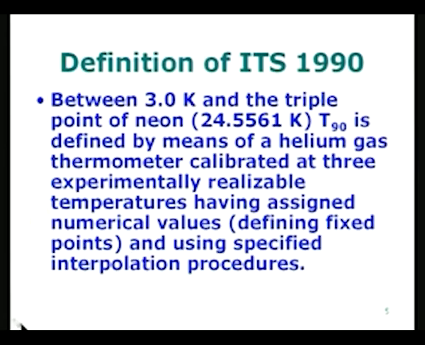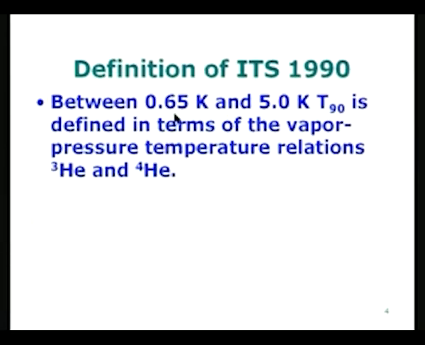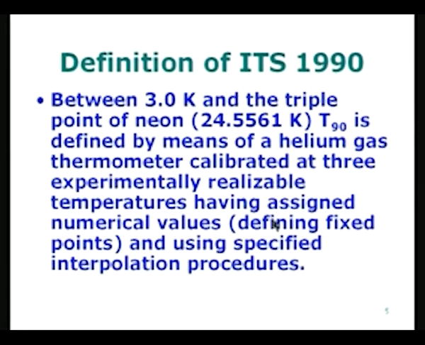Actually, you will see if you go back to the previous one, 0.65 to 5, and here we have 3 to 24. Therefore, there is an overlap between the two. That means that I can calibrate this with respect to the other one by using this overlap, which is going to cover the two ranges in a certain portion. And it also specifies what kind of fixed points have to be used, and what is the interpolation procedure that has to be used. It is also specified by the ITS 90.